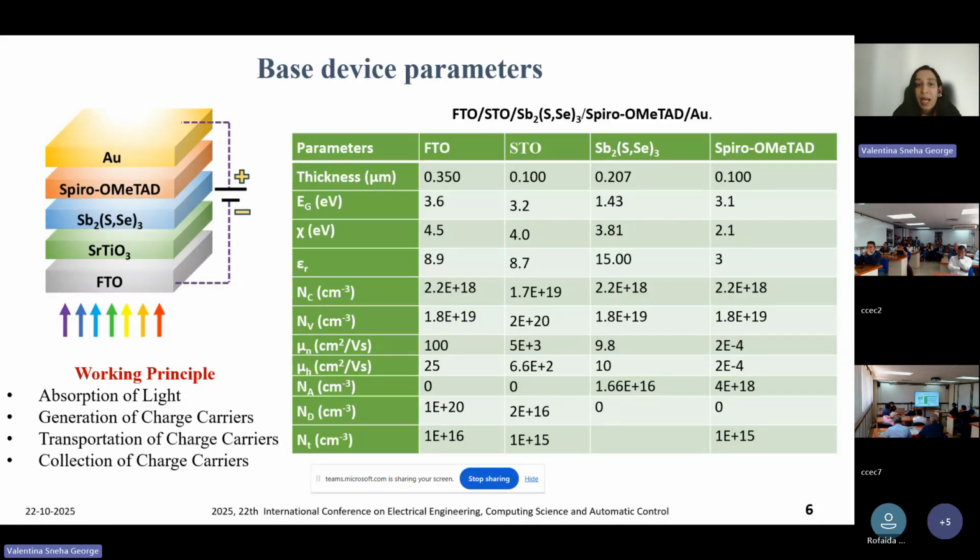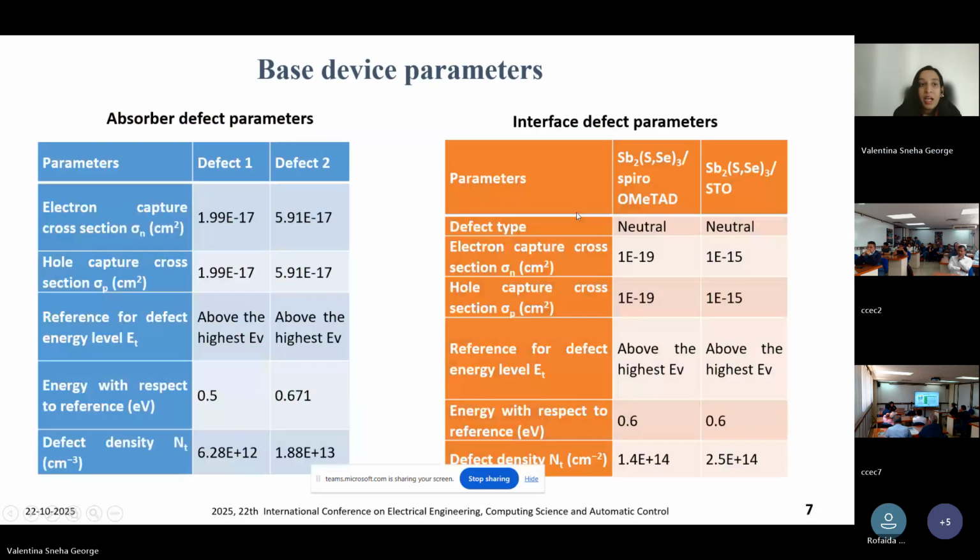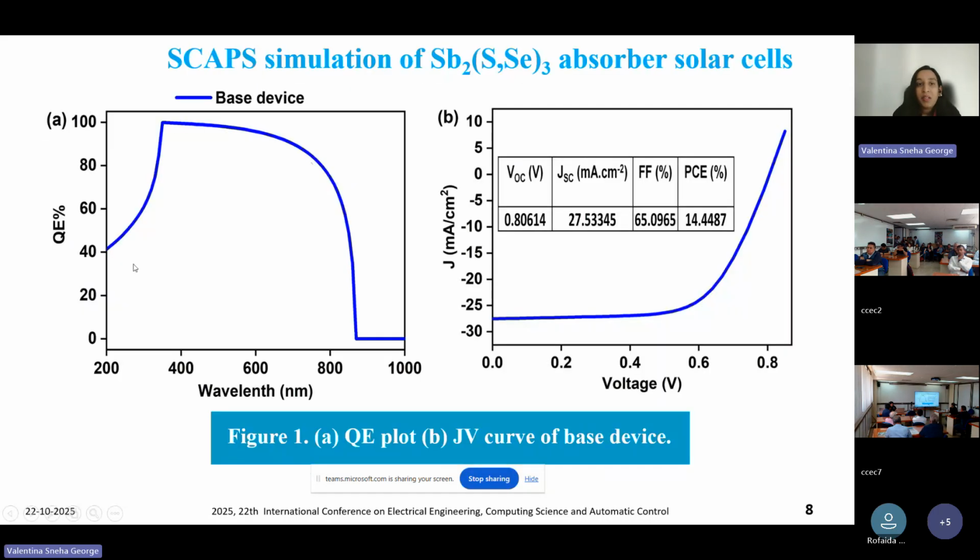And then we have the parameters that have been used in simulating the baseline device. These parameters were taken from the experimentally reported values for each layer. And these are the different defect states, that is bulk and interface defects, that we have introduced in the layers in order to reproduce realistic results consistent with the literature. Once the baseline device has been replicated, we have extracted the JV characteristics and QE to study the PV parameters and variations in the structure after introducing the strontium titanate.